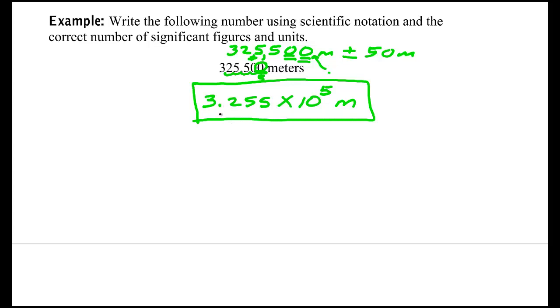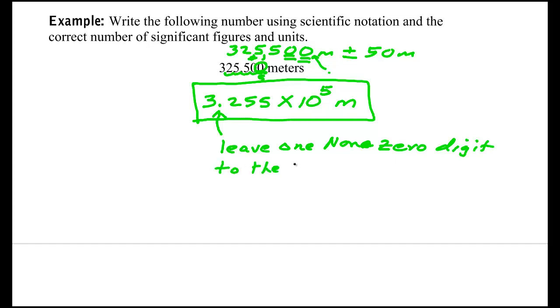But most books, most people say to do scientific notation, you leave one non-zero digit to the left of the decimal.